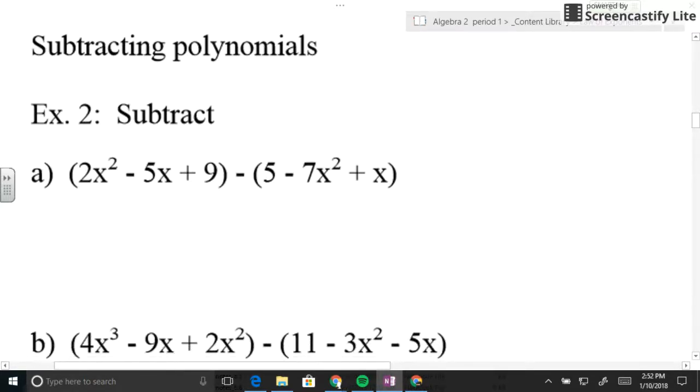Next slide, let's take a look at subtracting polynomials. In order to subtract polynomials, we do pretty much the same thing, except I'm going to add the opposite. So I see this minus in between. What I do is I pretend it's like a minus 1, and then I distribute a negative through the parentheses. So this becomes a negative 5, a positive 7x squared, and a negative x.